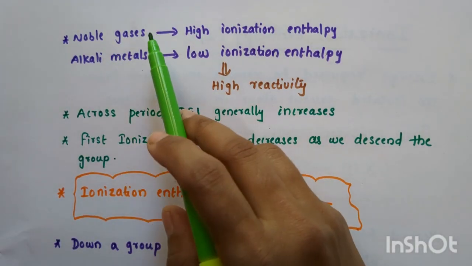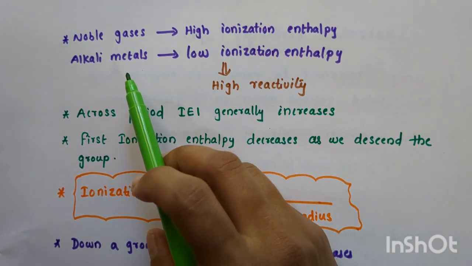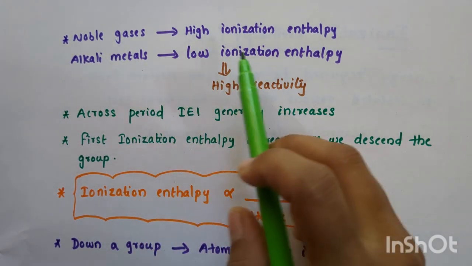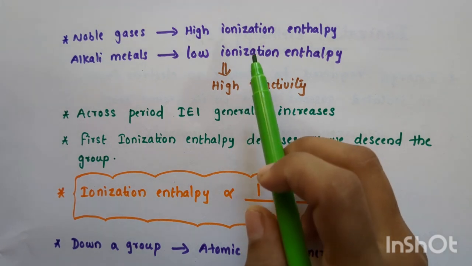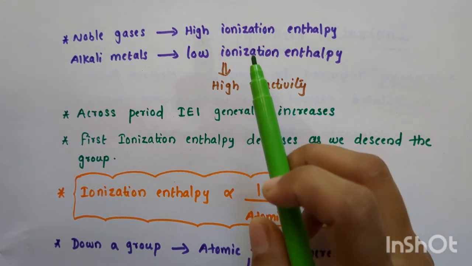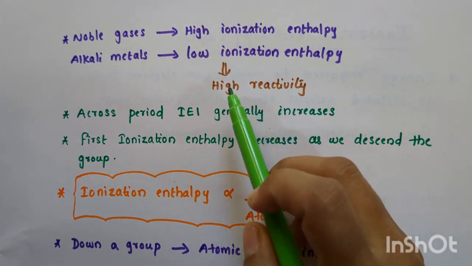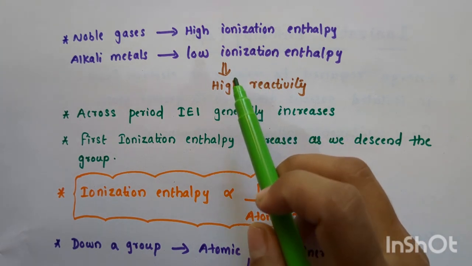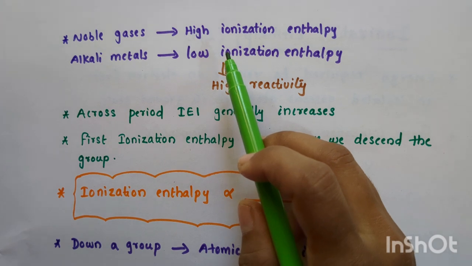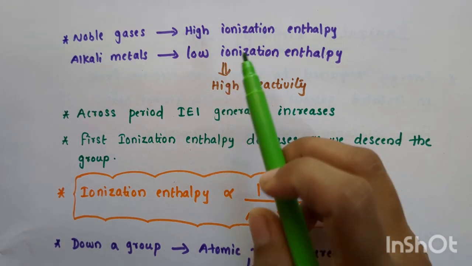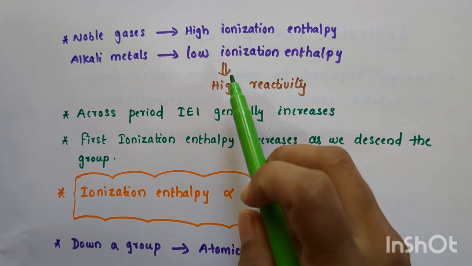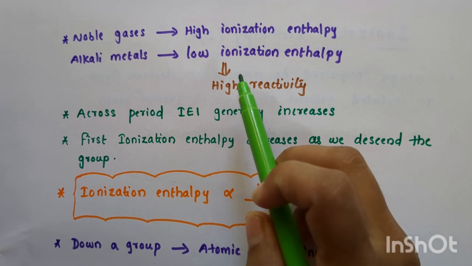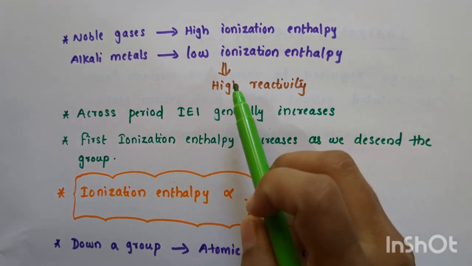See, noble gases have high ionization enthalpy and alkali metals have low ionization enthalpy. The low ionization enthalpies of alkali metals are directly connected to their high reactivity. Because alkali metals have low ionization enthalpy, it is easy to lose one electron to form a positive ion, or a cation. Easily losing one electron makes alkali metals highly reactive, eager to participate in chemical reactions.